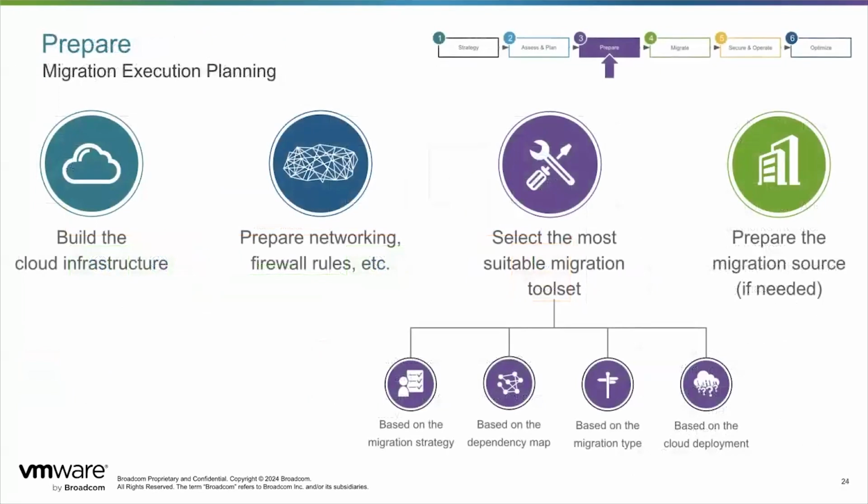Then the preparation, as I stated earlier, this is building the infrastructure and the networking, the firewalls, etc. Then picking the right migration tool according to the deployment model, according to the migration cases and the application criticality, and preparing the on-prem side, because both HCX and Cloud Director availability require deploying an on-prem appliance at the source data center.